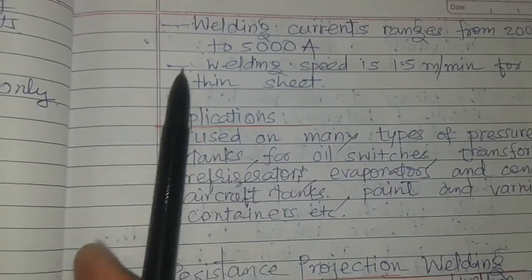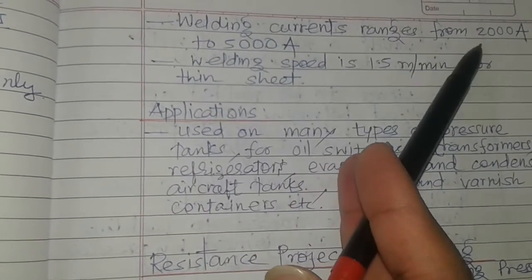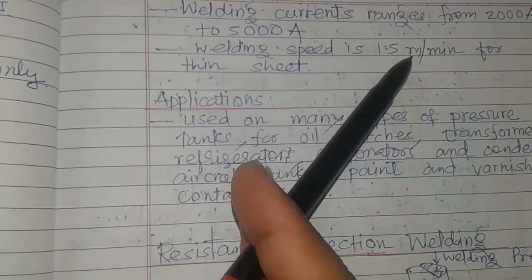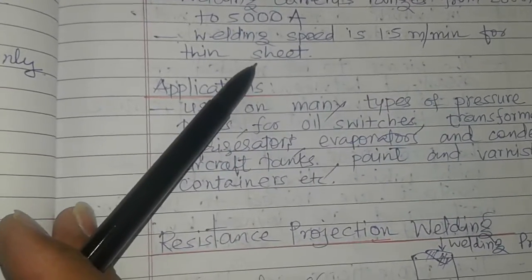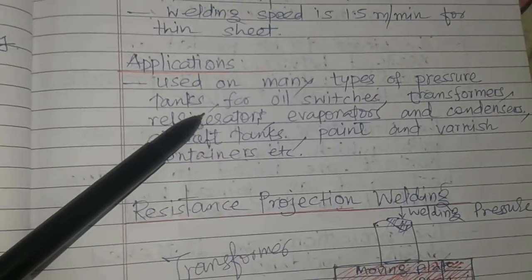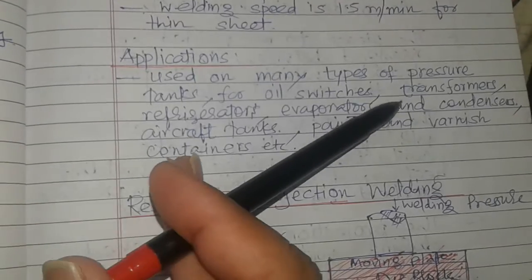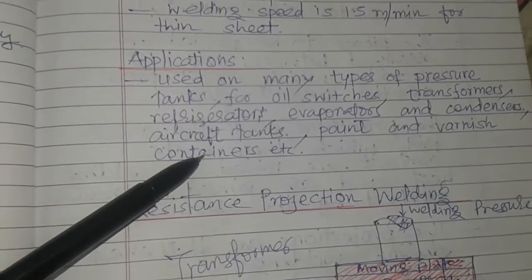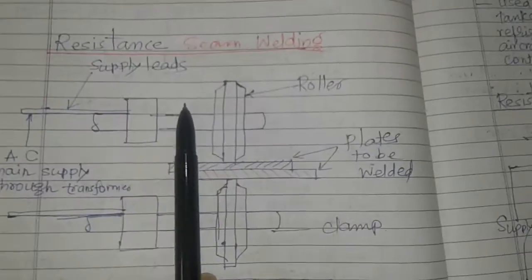The welding current used is 2000 ampere to 5000 ampere. Welding speed is 1.5 meter per minute for thin sheet. It is used for oil switches, transformers, refrigerators, evaporators, condensers, aircraft tanks, paint and varnish containers. So this is all about resistance seam welding.